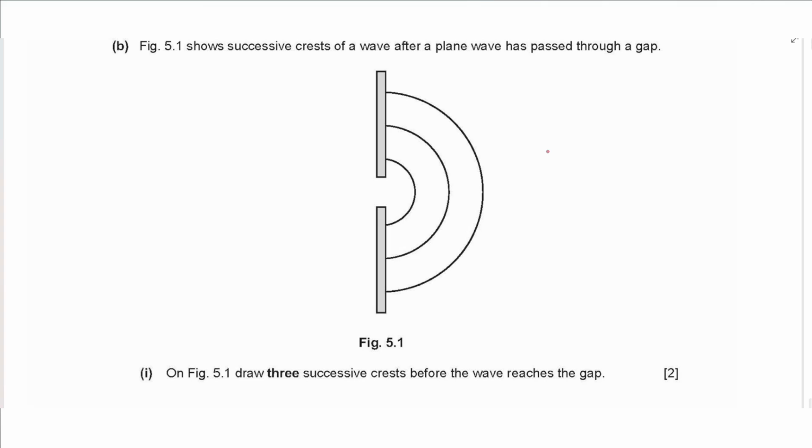Question B says figure 5.1 shows successive crests of a wave after a plane wave has passed through a gap. On figure 5.1, draw 3 successive crests before the wave reaches the gap.